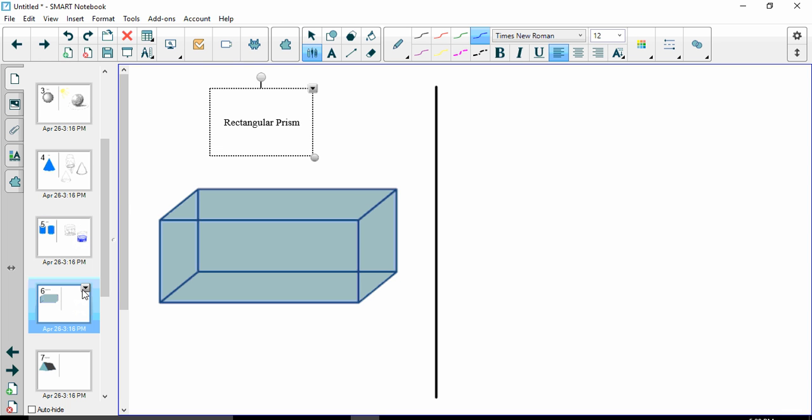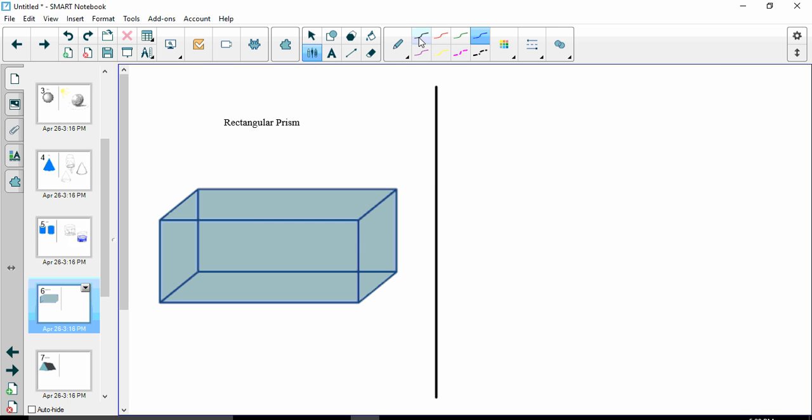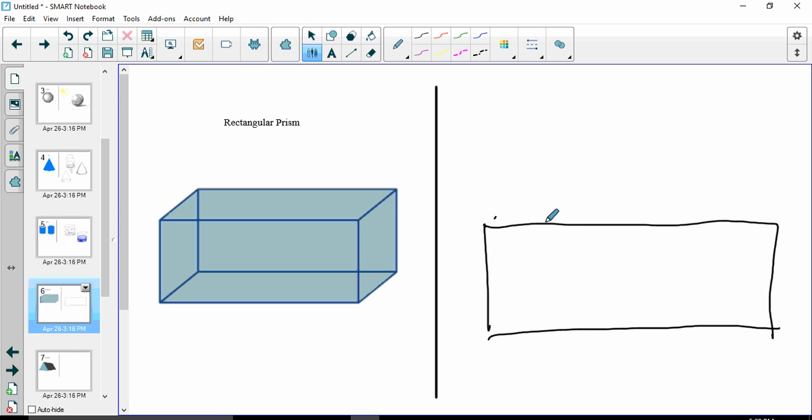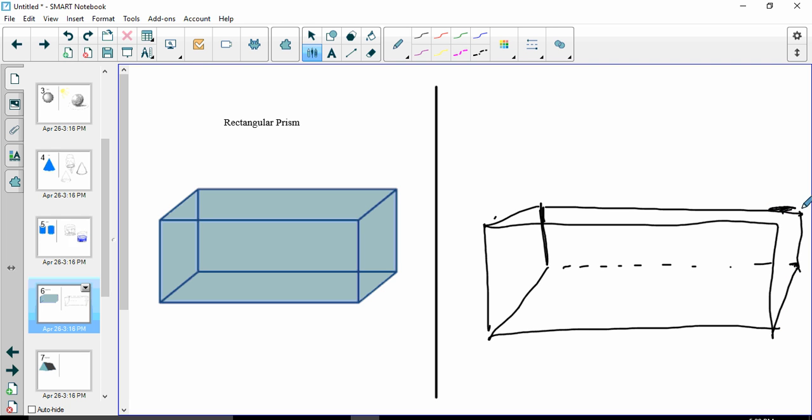All right, rectangular prism. Same thing. Just draw a rectangle. Remember, the rectangle closest to you is going to be larger than the rectangle that's farther away. See that line? This line here imitates that line. That connects to that. And then I'm going to go over here. That line is going to be the same distance as that line across. Connect, and I'm going to connect.